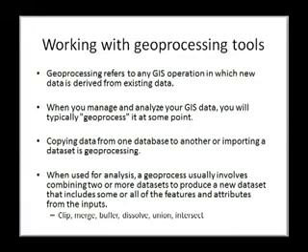Another operation is buffer, where we buffer a linear, point, or polygon type feature to create a proximity polygon based on a distance. We can dissolve, union, and intersect. These are all other geoprocessing operations we'll discuss as we go on through the PowerPoint.